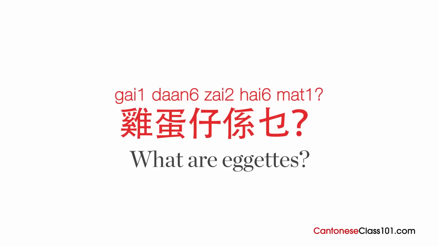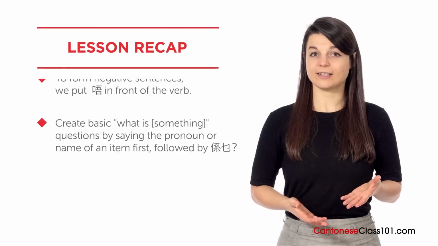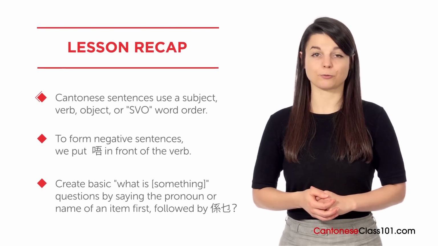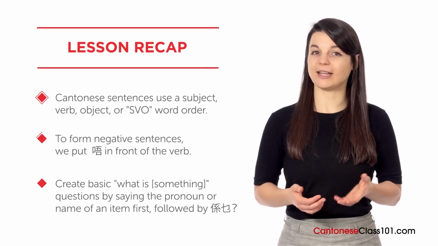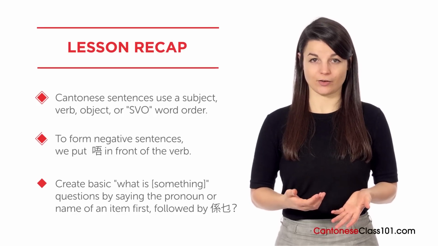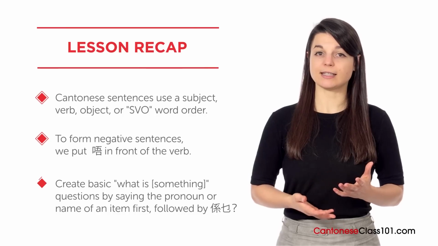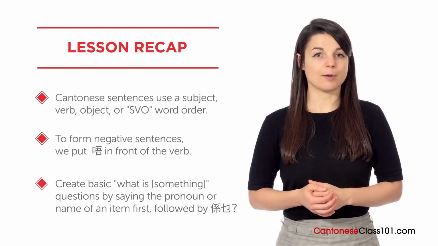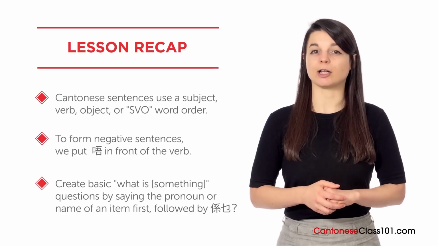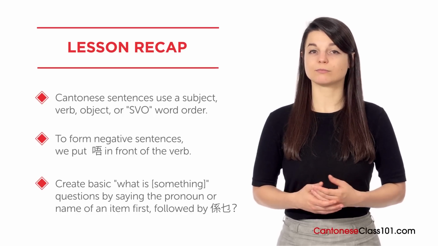Yes, please. Okay, now let's wrap up this lesson by recapping what we've learned. In this lesson, you learned that Cantonese sentences are formed using a subject-verb-object or SVO word order. To form negative sentences, we put the negation character in front of the verb. And lastly, you can create basic "what is something" questions in Cantonese by saying the pronoun or name of an item first, followed by 係乜?